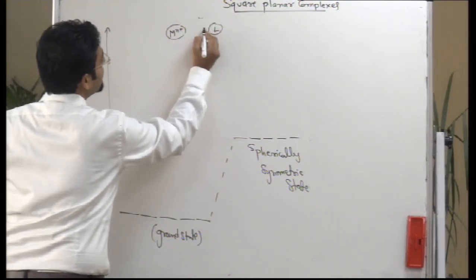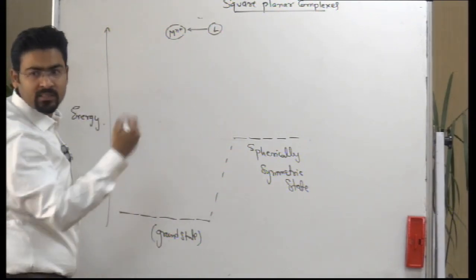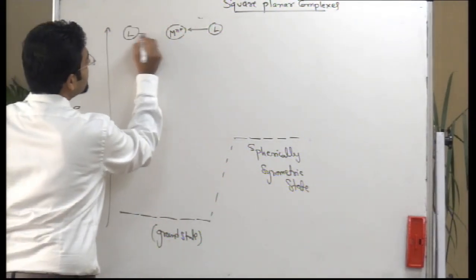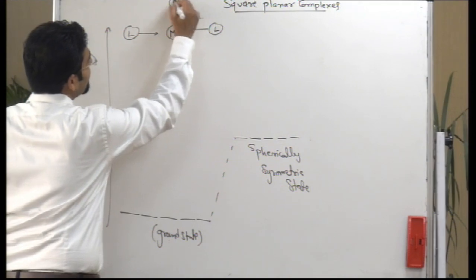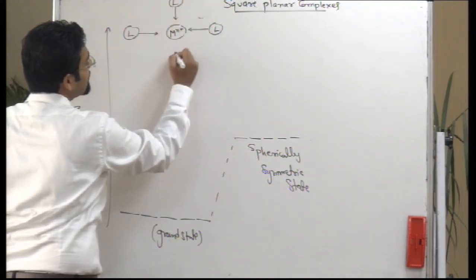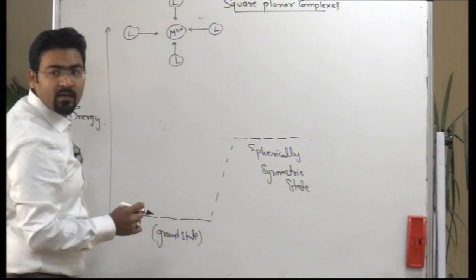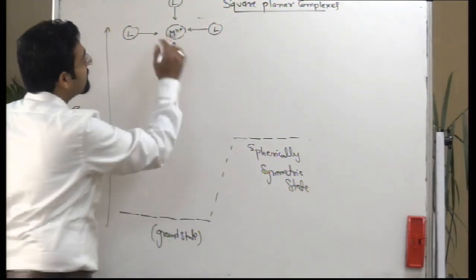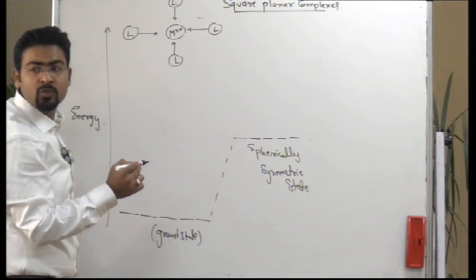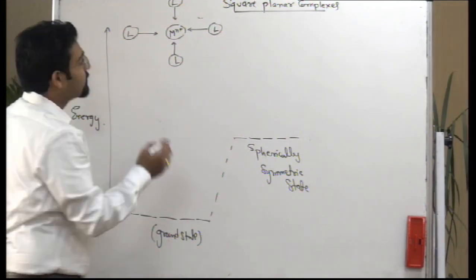So one ligand is coming from the direction of the x axis, for example, the positive x axis direction. Another is coming from the direction of the negative x axis. One is coming from, for example, the y axis. And this is coming from the direction of the negative y-axis. So 4 ligands are coming and forming a bond with this metal ion. If I join these 4 ligands, it will form a square planar geometry, right? So that's why the complex is called square planar.